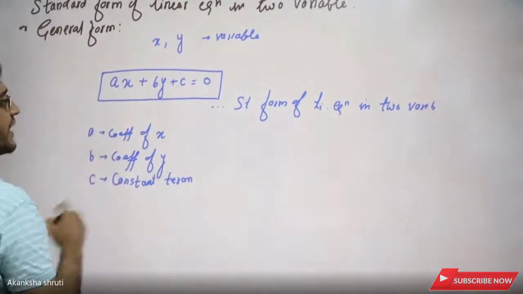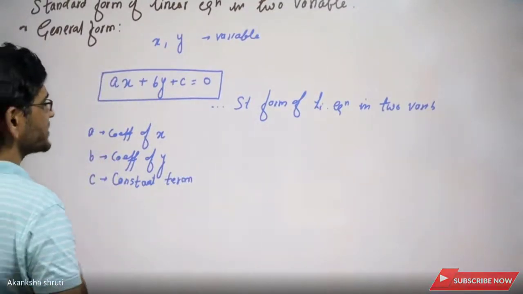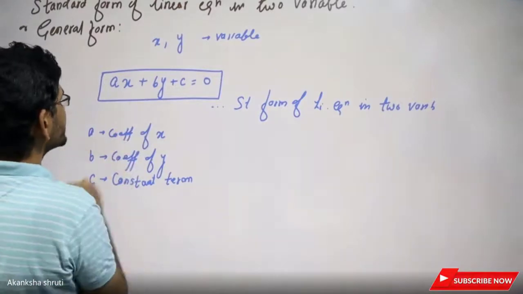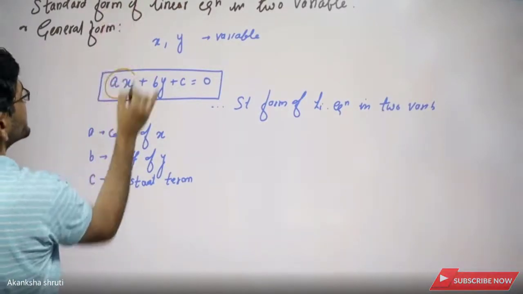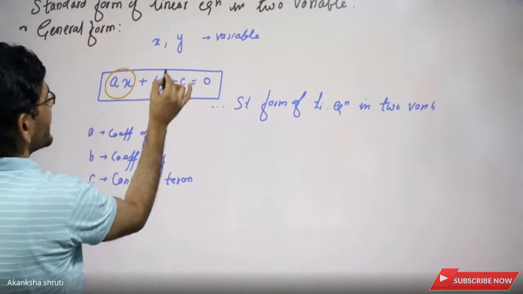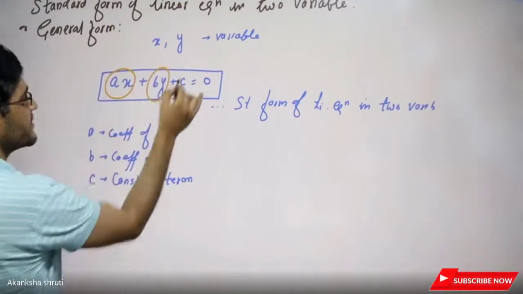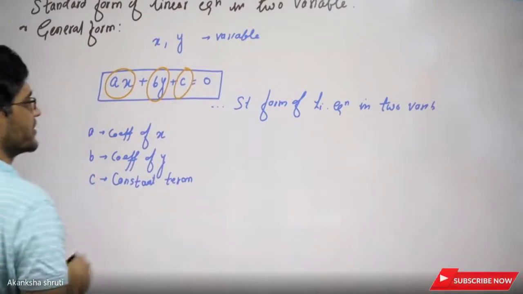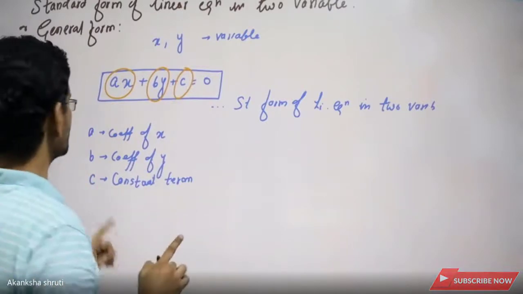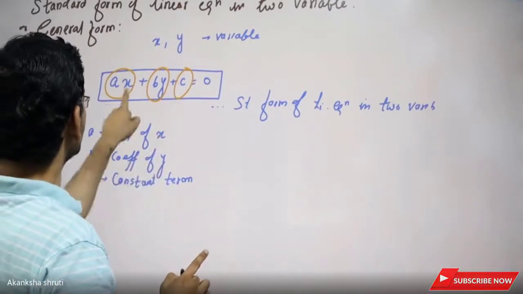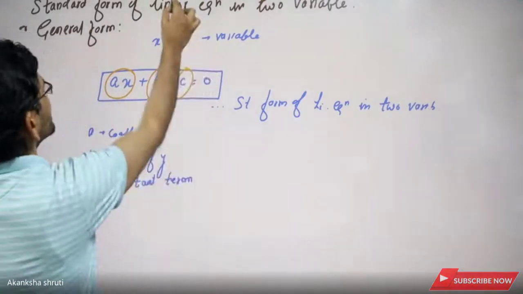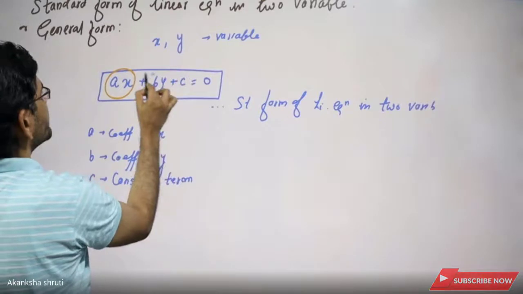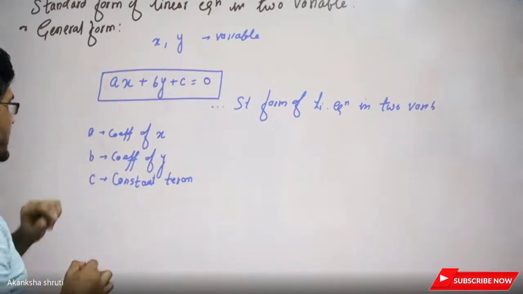Students, if we consider the term-wise, how many terms are there? There are a total of 3 terms. One term is this one, ax, another is by, and another is this one. So there are a total of 3 terms. For this first term, x is the variable, and a is the coefficient of that variable. This we have to keep in mind.